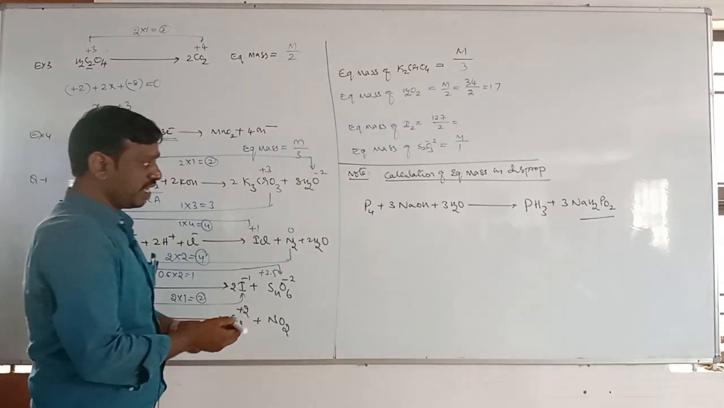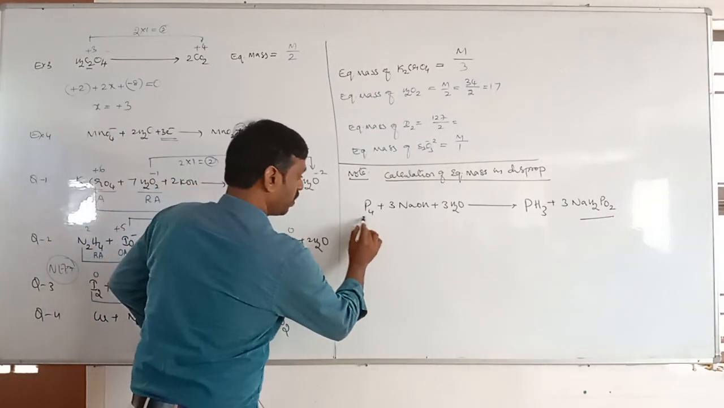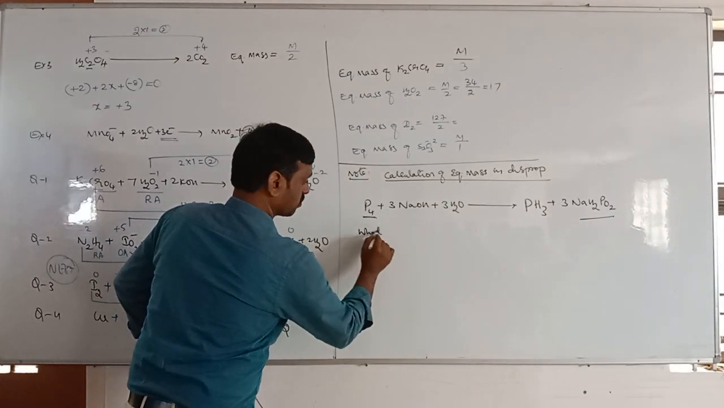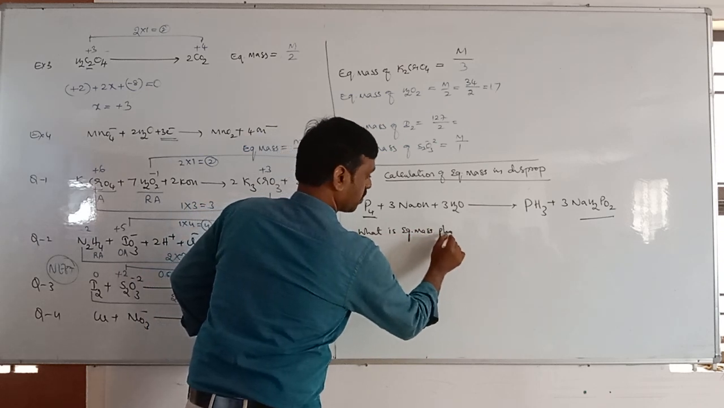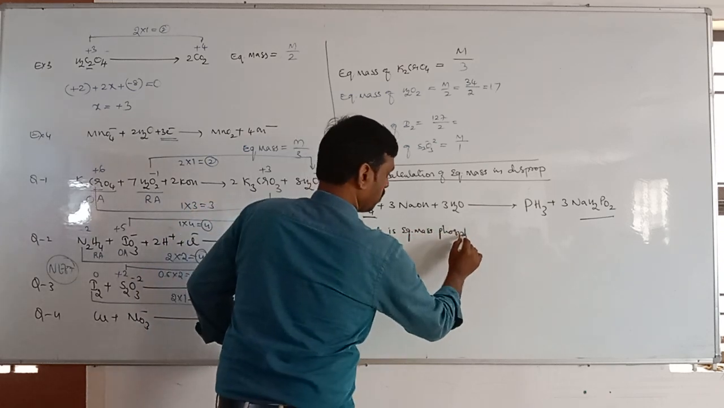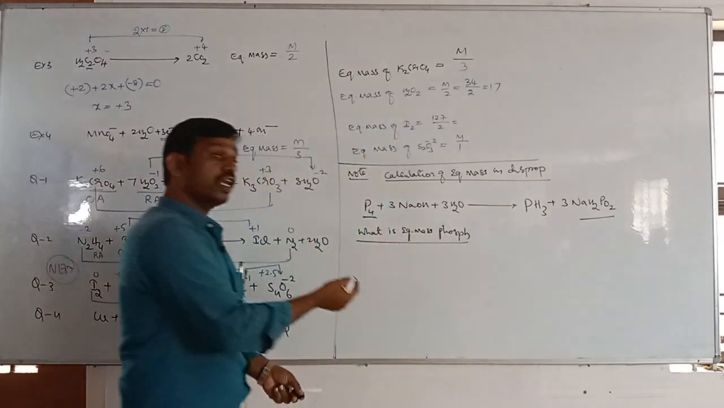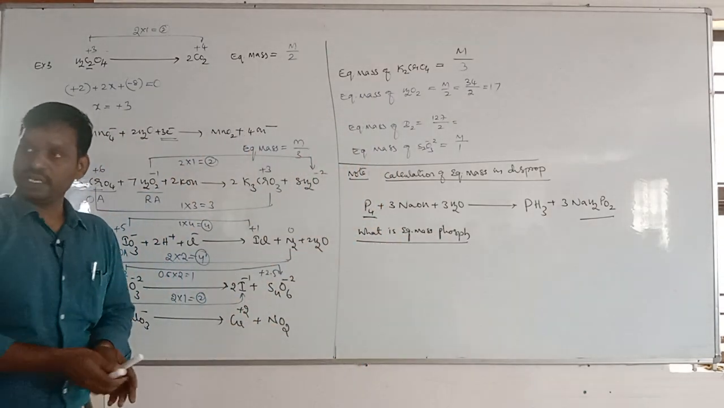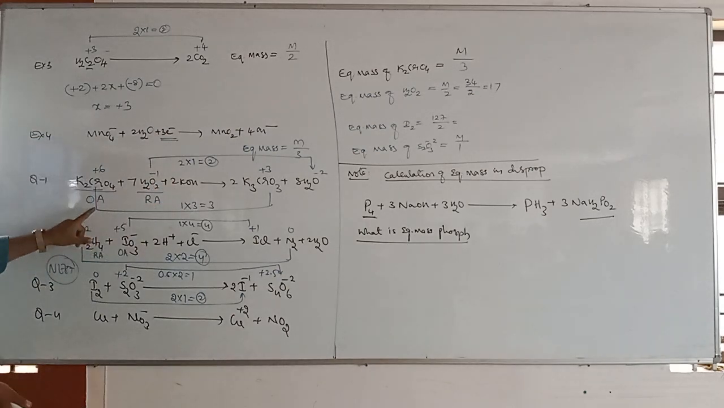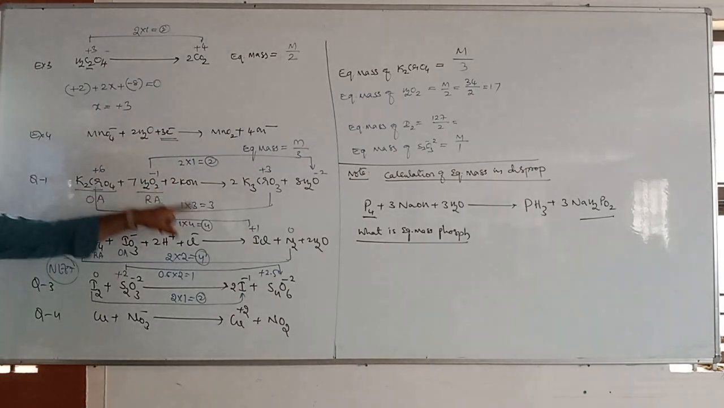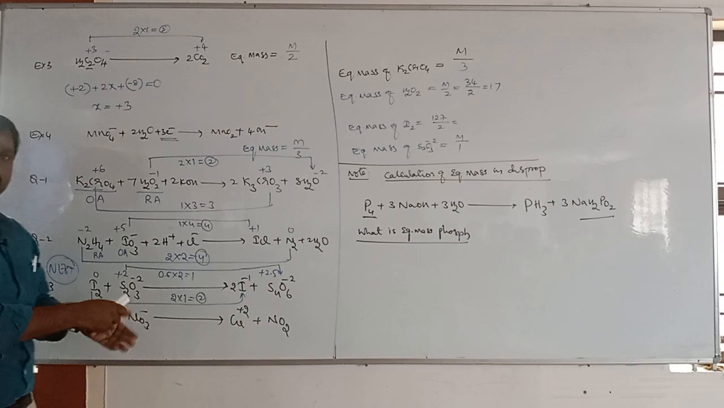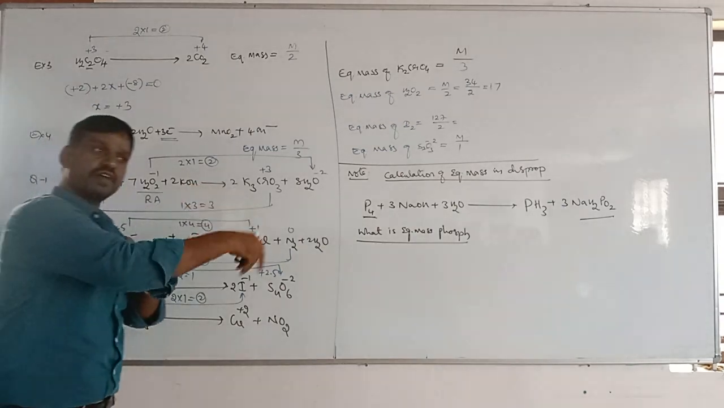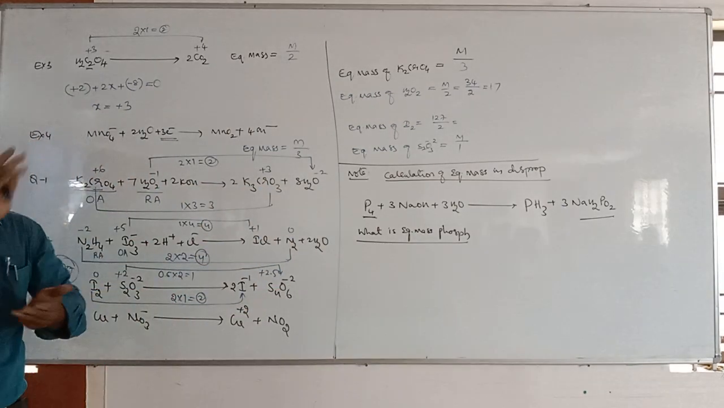Now in this reaction I want to calculate the equivalent mass of phosphorus. Here phosphorus undergoes both oxidation and reduction. In the previous examples we have seen that an element undergoes either oxidation or reduction. If an element undergoes oxidation, it loses electrons. If it undergoes reduction, it gains electrons. Therefore the molecular mass divided by the number of electrons lost or gained gives the equivalent mass.